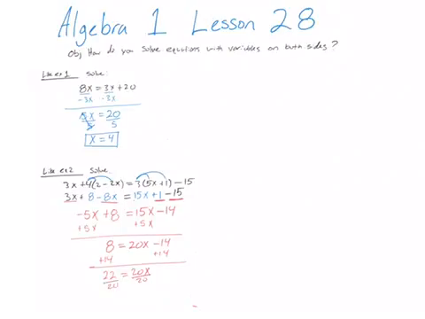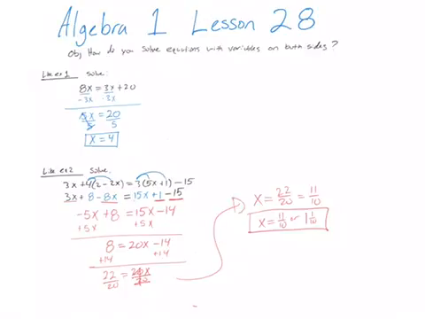Dividing by 20 to get that x by itself, this becomes 1. I'm going to come over here so I have more room. So I'm going to have x is equal to 22 over 20. But that would reduce to 11 over 10. So I'm going to just say x is equal to 11 over 10, or 1 and 1/10. So either one of those is fine.